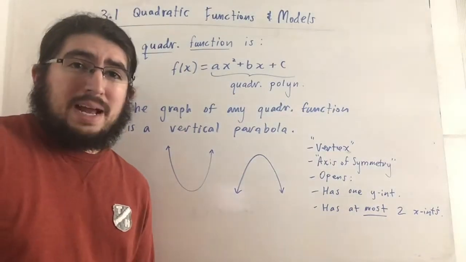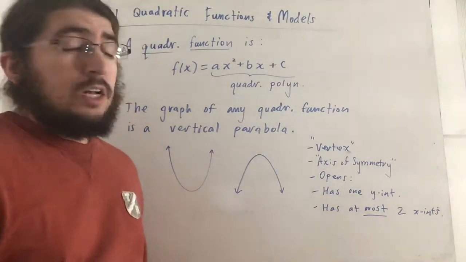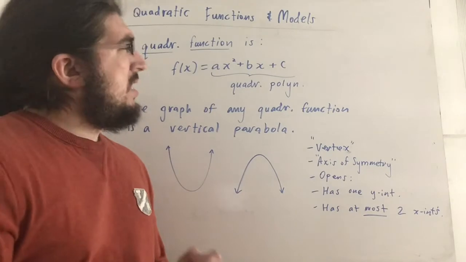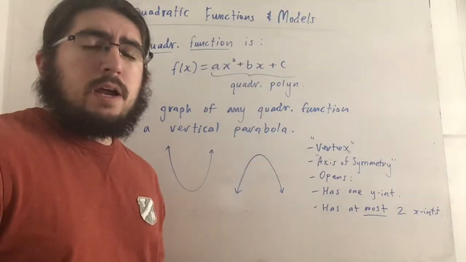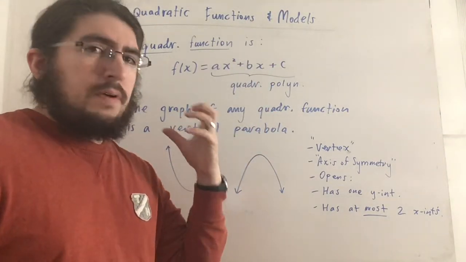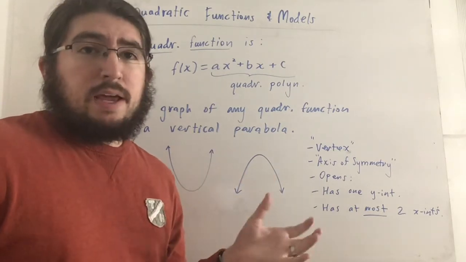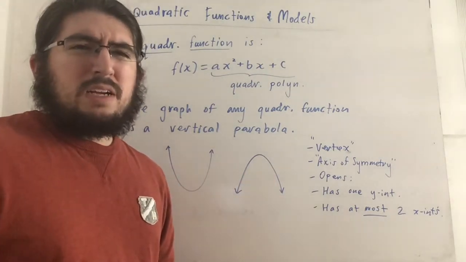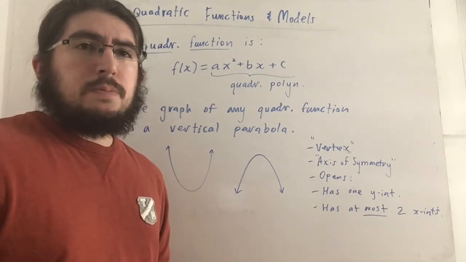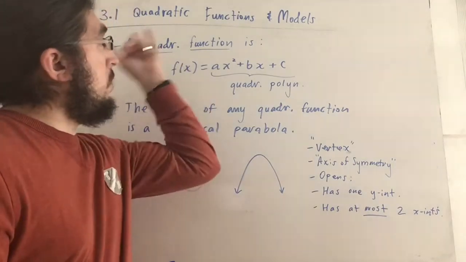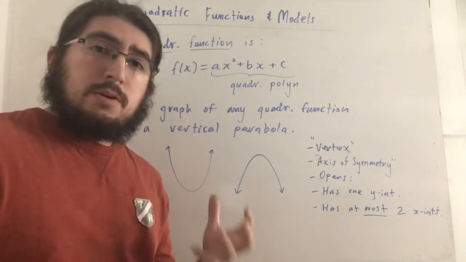Hello everyone, welcome back. This is 3.1, a discussion on quadratic functions and models. I'm not going to talk too much about models. Models, by the way, are just functions that represent certain applications of everyday life sort of problems. We'll take a look at, I think, one example in this lecture, but aside from that, I want to mainly focus on what a quadratic function is and certain properties of it.